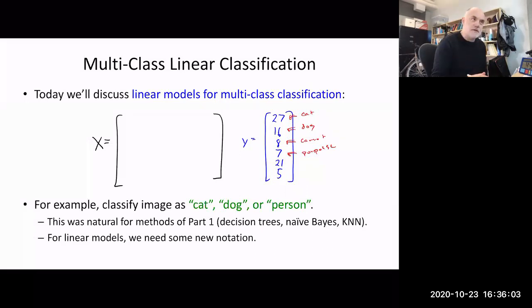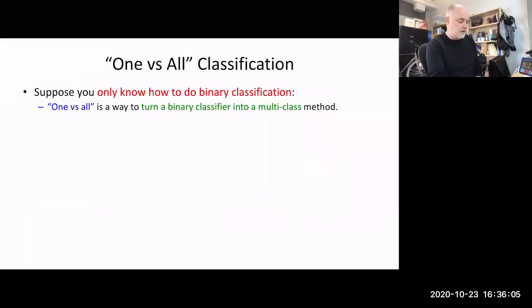I don't mean to say that anybody in the course is a dog. For linear models, we have to do something slightly differently. We need a little bit more new notation. Suppose that you only know how to do binary classification.